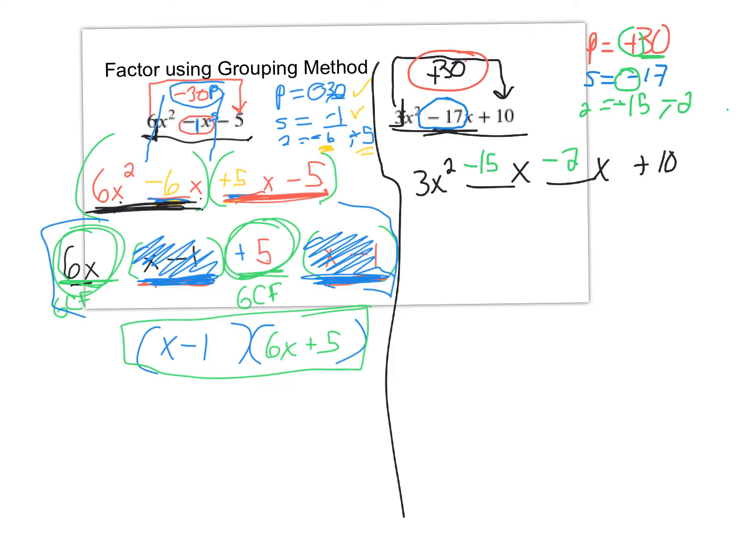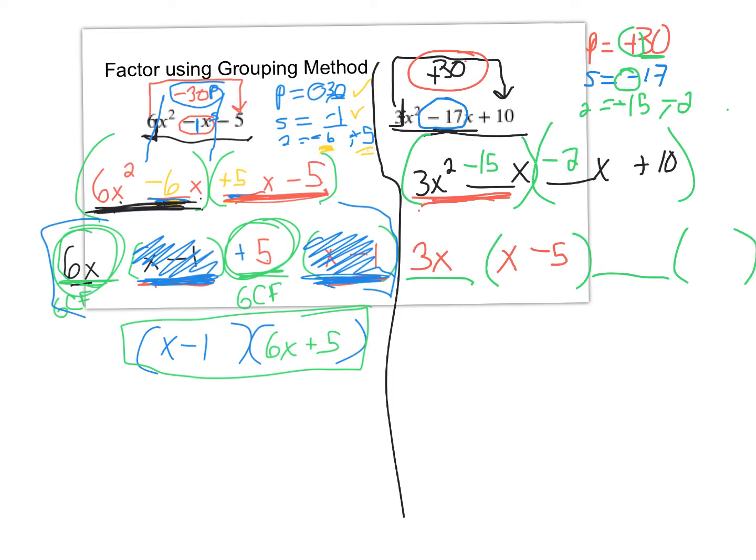All right, so now let's group these up. First and second, third and fourth. So we're going to do line, parenthesis, line, parenthesis. All right, so start. Take out the GCF in the first parenthesis. The common multiple GCF would be a 3 and an x. So 3x squared divided by 3x is x. Negative 15x divided by 3x is negative 5.